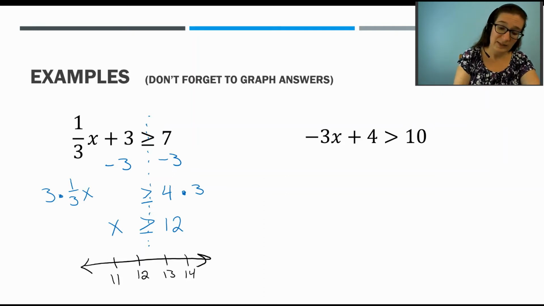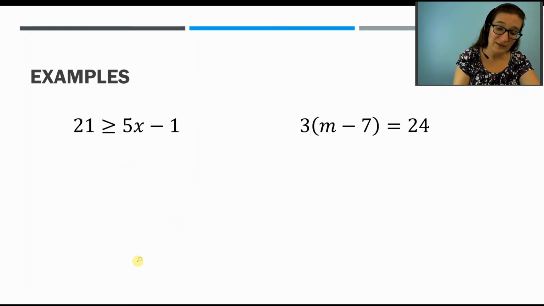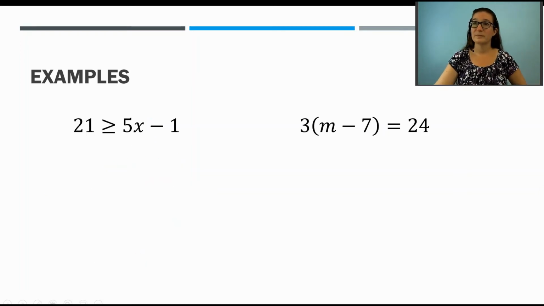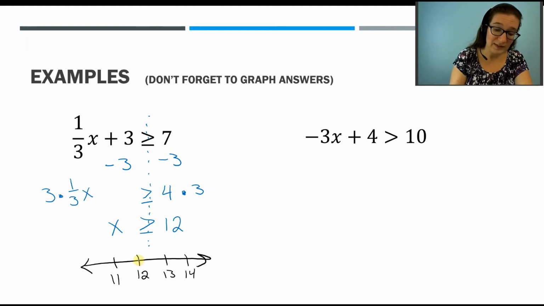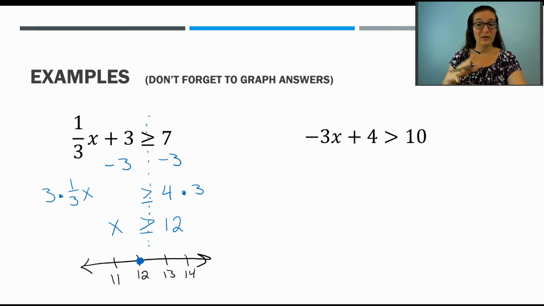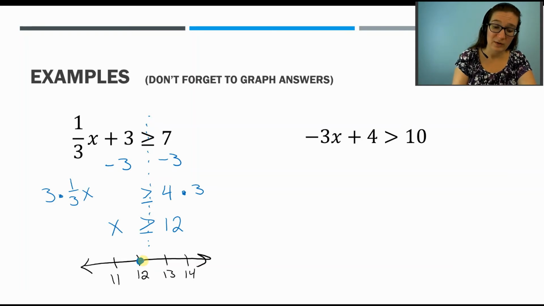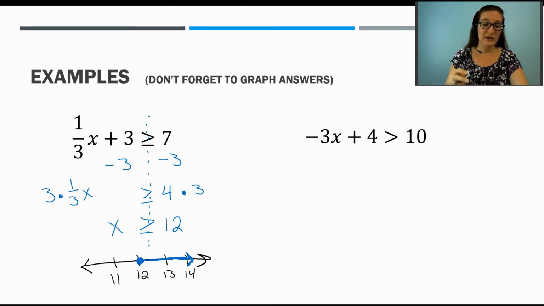Okay, so that means that it is equal to, so I will have a solid circle on the 12. But it's also greater than, so my arrow needs to point to the numbers that are also bigger than 12, so we will go this way. And show that this x is not just 12, it could be 13, it could be 14, it could be 12 and a half. We just know that it's equal or greater than 12, and so our graph needs to show all those possible values. It's an entire range of values instead of a single one.